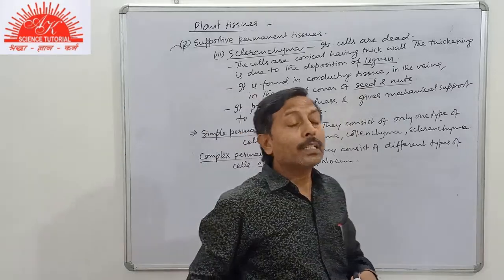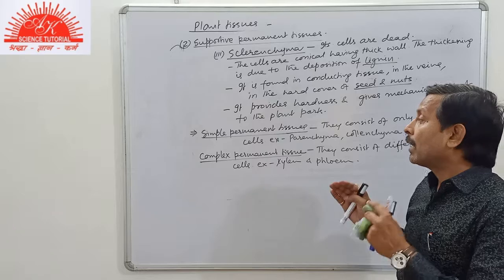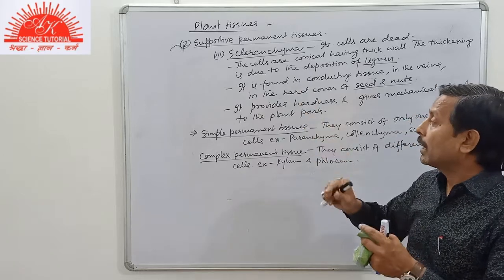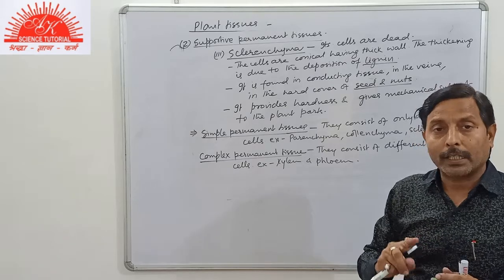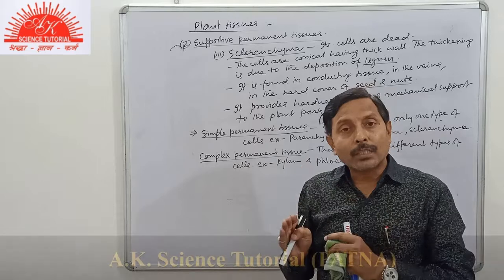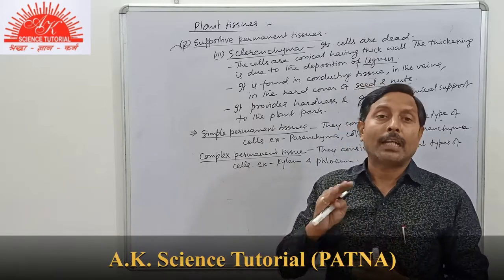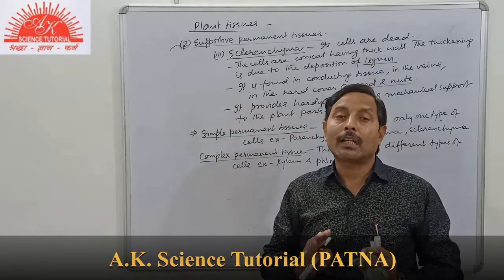So students, this was about the meristematic tissue and the permanent tissue, in which we have studied on the two bases, that is protective and supporting. In the next part, we will study the conducting tissue in detail, that is xylem and phloem for the plant tissue. Okay students, now thank you.